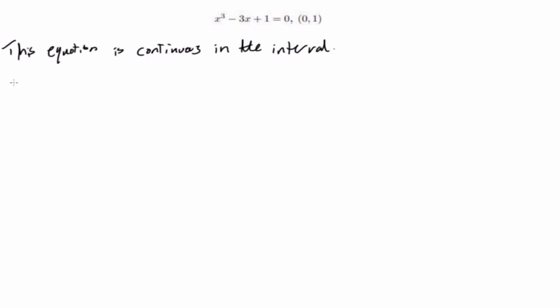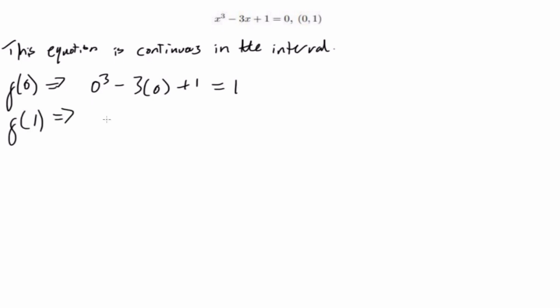So first we're going to put in f0. We get 0 cubed minus 3 times 0 plus 1, which is just 0 minus 0 plus 1, which gives you 1. And now we're going to have f of 1. So we have 1 cubed minus 3 times 1 plus 1. That gives you 1 minus 3, which gives you minus 2, plus 1 equals minus 1.